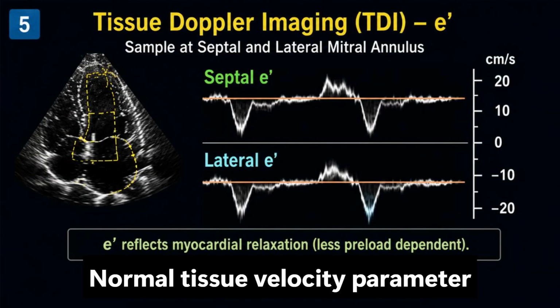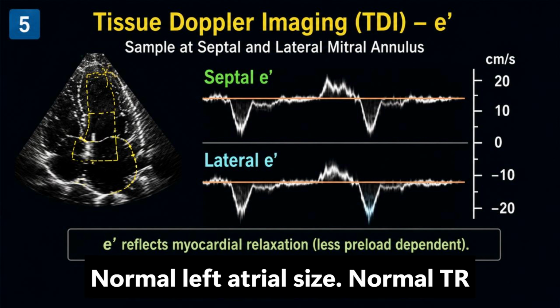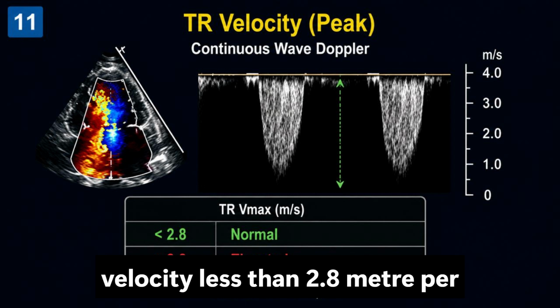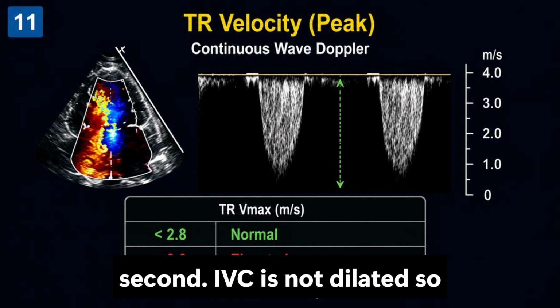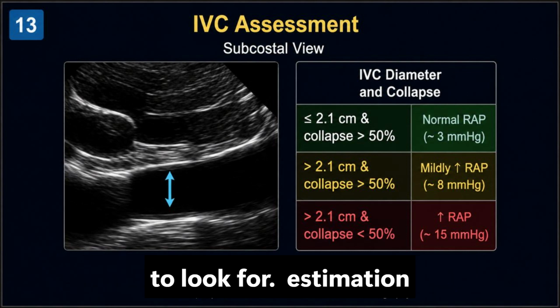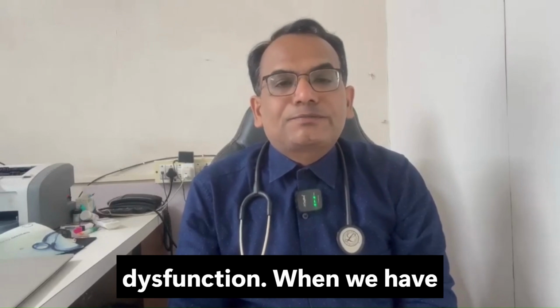Simultaneously, normal tissue velocity parameter like E prime, normal left atrial size, normal TR velocity less than 2.8 meter per second, IVC is not dilated. So these are the parameters we have to look for in estimation of LV diastolic dysfunction.